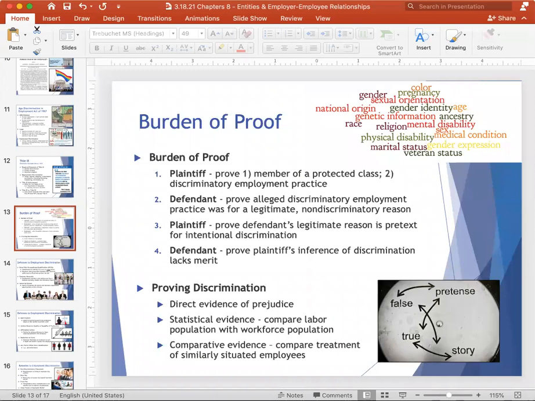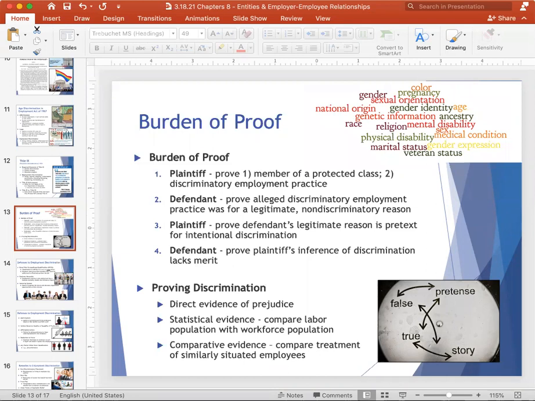And then the burden of proof will shift to the defense, who must prove that the alleged discriminatory employment practice was for a legitimate, non-discriminatory reason. So you need to have a clear justification for your employment practice, which, for example, in the US women's soccer complaint, we saw that the US Soccer Federation was able to demonstrate a justifiable defense through the collective bargaining agreement. If the defendant is able to provide a legitimate non-discriminatory reason, the burden of proof will once again shift back to the plaintiff. And it is at this time that you need to prove, or the plaintiff, that this legitimate reason is actually pretense for intentional discrimination.